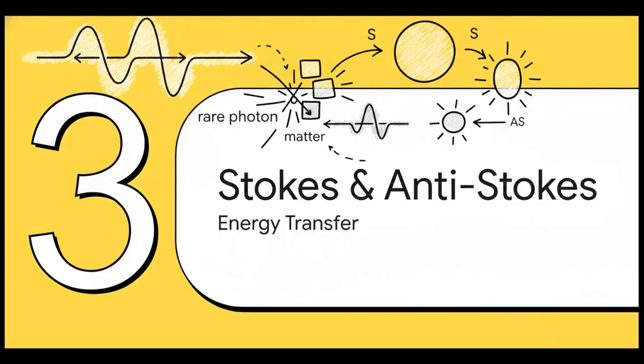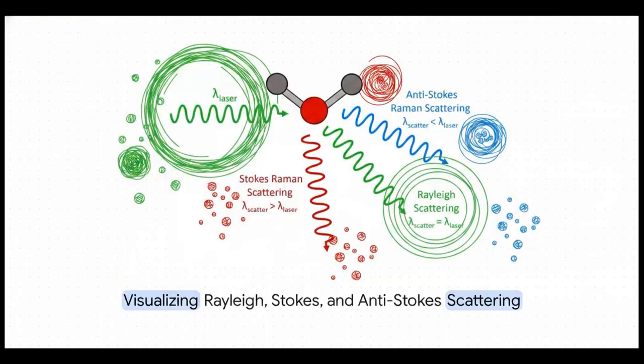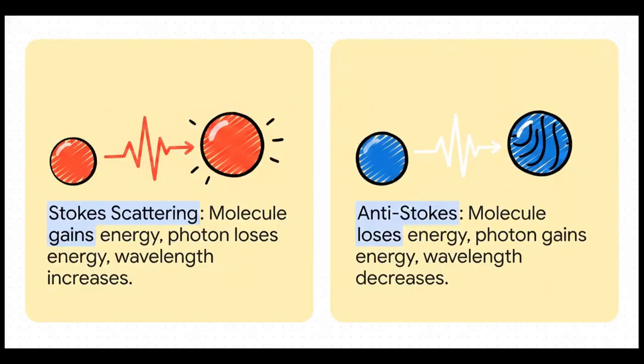Section 3. Stokes and Anti-Stokes. Energy transfer. All right, to help visualize this, take a look at the green incoming laser light over on the left. That green wave bouncing off to the bottom right, that's our Rayleigh scattering. Same color, same wavelength, nothing exciting. But look at the red and blue waves. These represent our 1 in 10 million Raman scattered photons. Their wavelengths have physically changed, which means their colors have actually shifted. Now, there are two distinct ways this shift can actually happen.